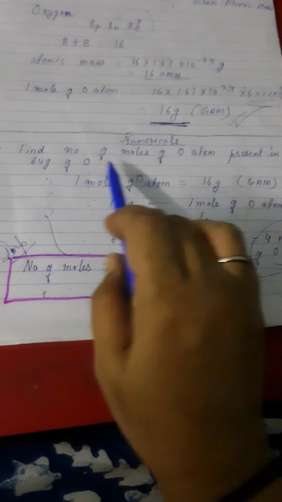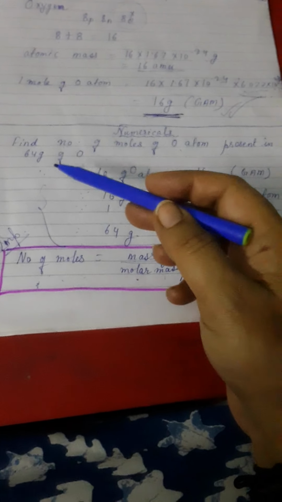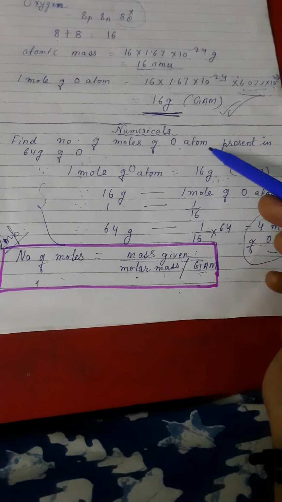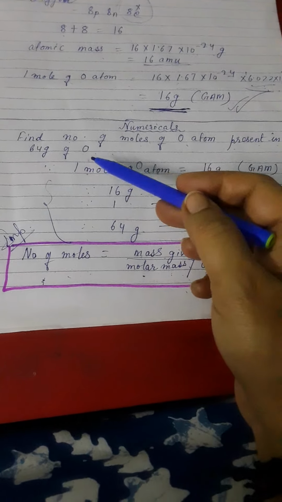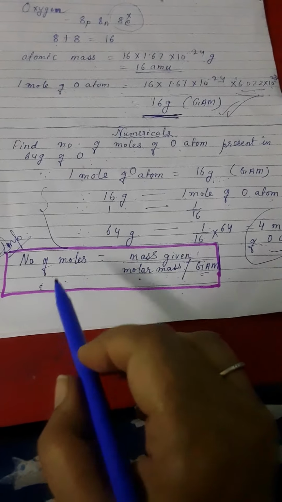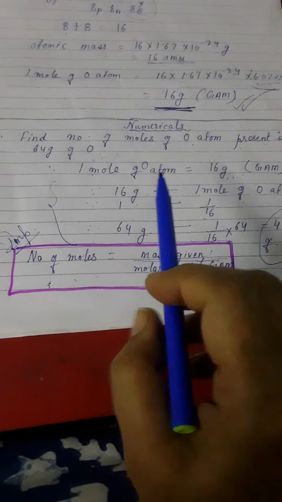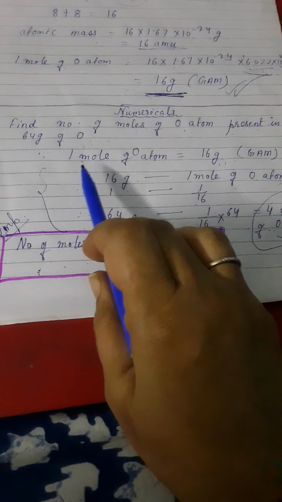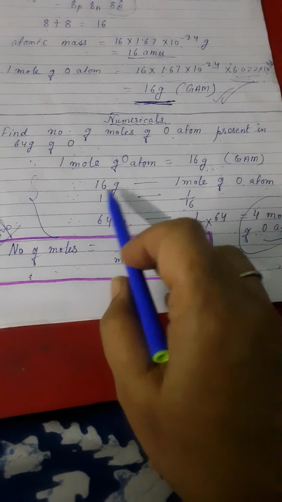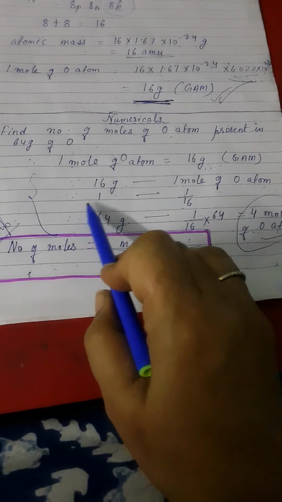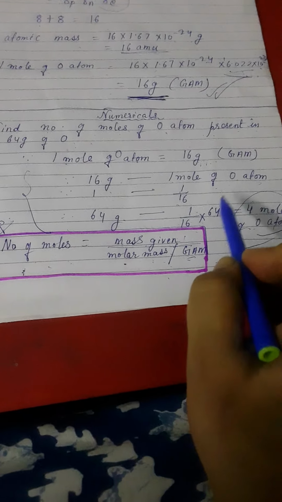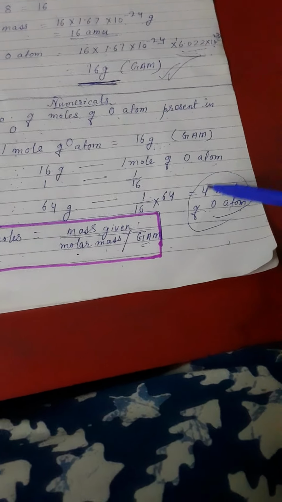Number 1. Find the number of moles of oxygen atom present in 64 grams of oxygen. You can find this out by the unitary method. As we all know, 1 mole of oxygen atom equals 16 gram of oxygen. 16 gram equals 1 mole. So 1 gram is 1 by 16, and 64 gram will be 1 by 16 into 64, that is 4 moles.